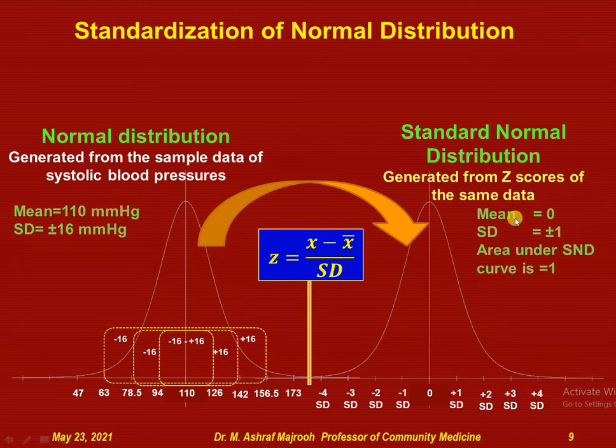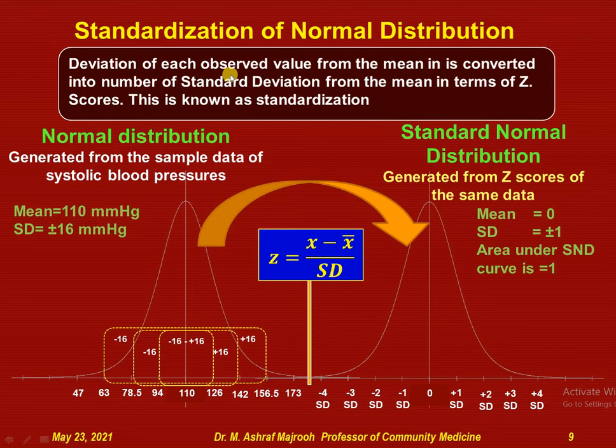So in the standard normal distribution curve, the measurement scale is replaced by the standard scale in terms of standard deviation. The mean of this normal distribution is 0 and the standard deviation is plus minus 1. The total area under the normal distribution curve is taken as 1. The deviation of each observed value from the mean is converted into the number of standard deviations from the mean in terms of z-score. This is known as standardization.